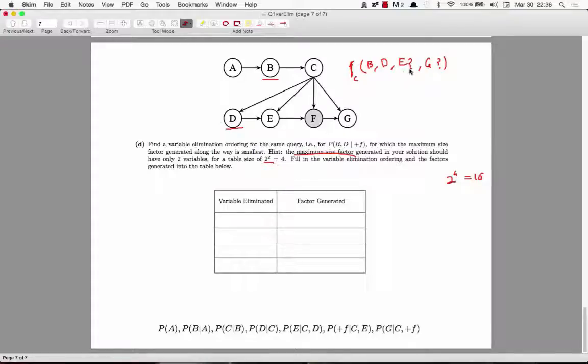So when will it have e? When we are eliminating c, if we have not already eliminated e, then this factor will have e. Similarly, if we have not already eliminated g, then this factor will have the variable g. So the trick is to see that this variable is kind of the bottleneck, and if you eliminate e and g before c, then fc is small.